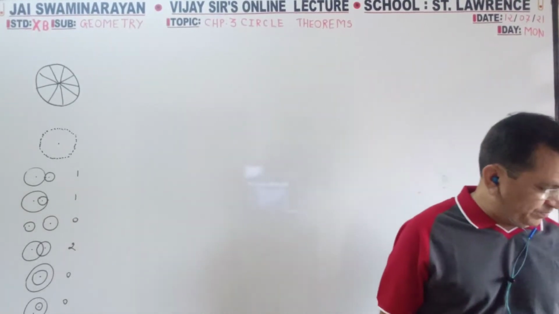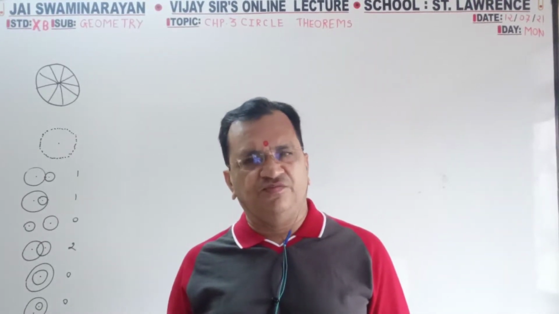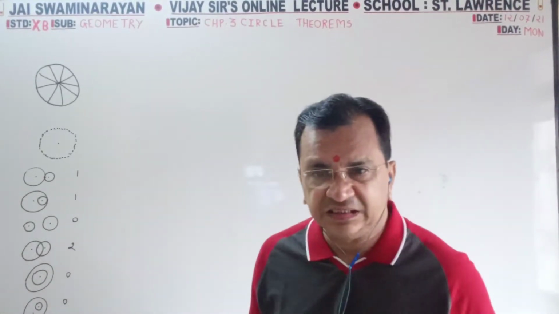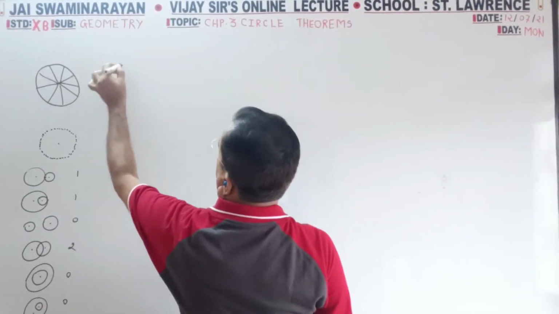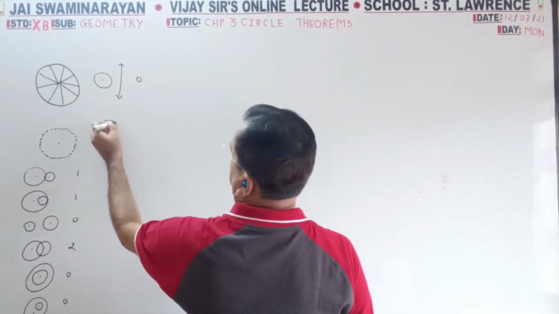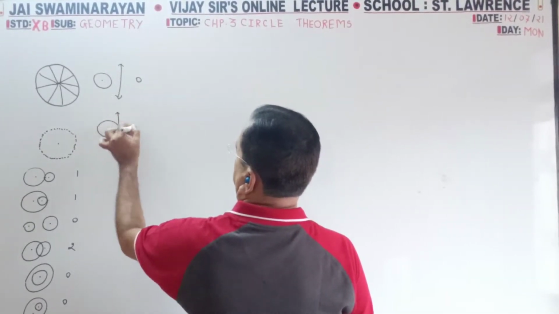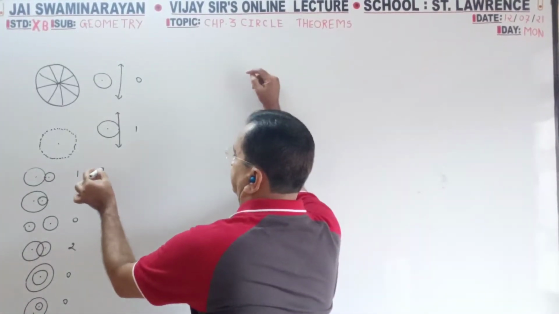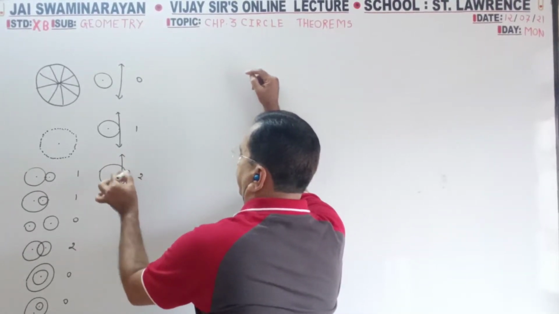Then one point and one line. You have to draw one point, one line in different ways. Circle and a line, 0 common points, there is nothing common. Circle and line, 1 common point. Circle and line, 2 common points.